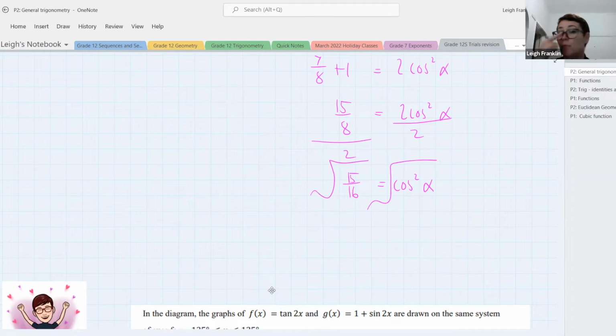Okay, but again, remember we were working in quadrant number 1, so we're not going to worry about positive, negative. So cos alpha, I suppose we could do that and then just say, so that's going to be √15/4.